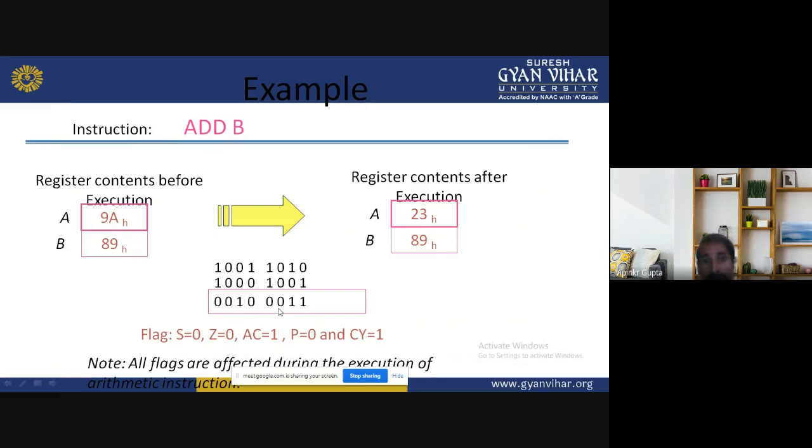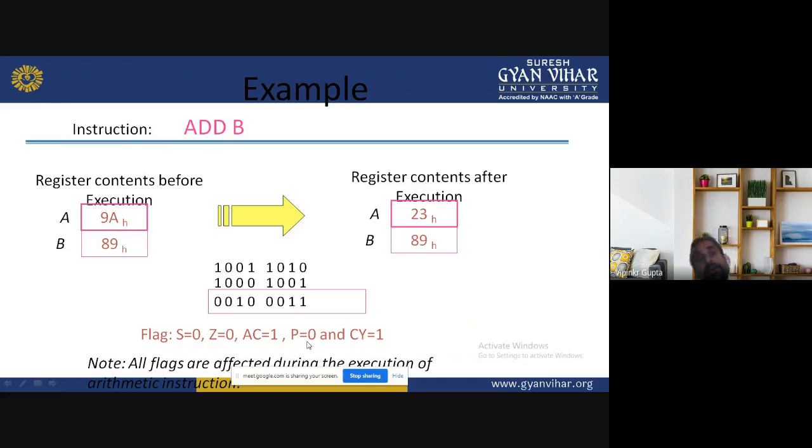When all bits are 0, we put the zero flag as 1. Otherwise, the zero flag is 0. So it's again 0. Auxiliary carry is 1. Why? Because the D3 bit transfer generates a carry. That's why it's 1.